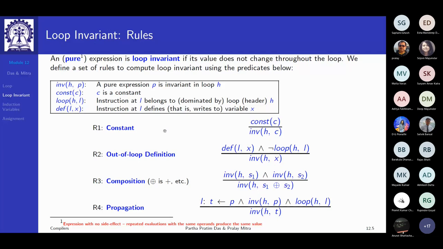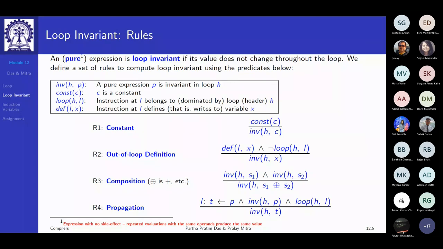Then we define a set of rules for the loop invariant in terms of these predicates. So what are the predicates? First is the invariance predicate, INV HP, where P is a pure expression and it is invariant in the loop H. If P is invariant in loop H, then this predicate is true, otherwise it is false. Const C clearly is a predicate which becomes true if C is const. Loop HL is true if the instruction at L belongs to, or is dominated by, the loop header H. We have already defined that.